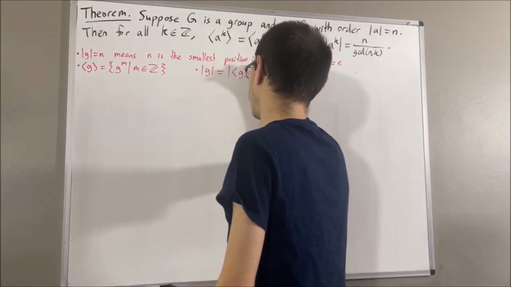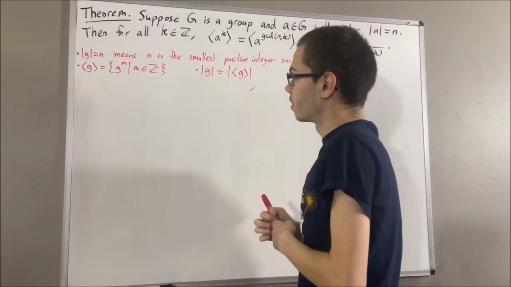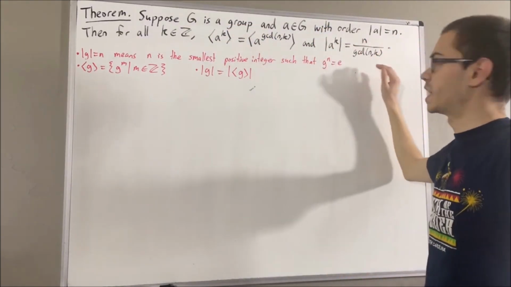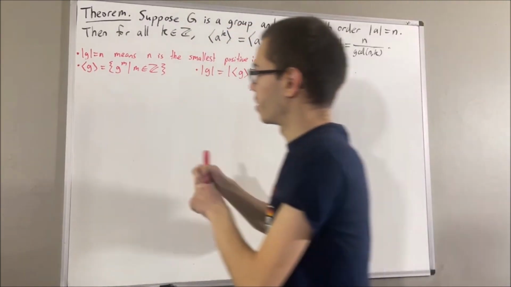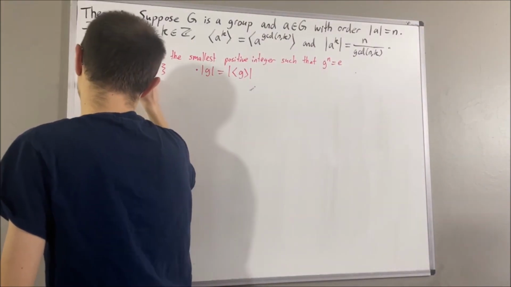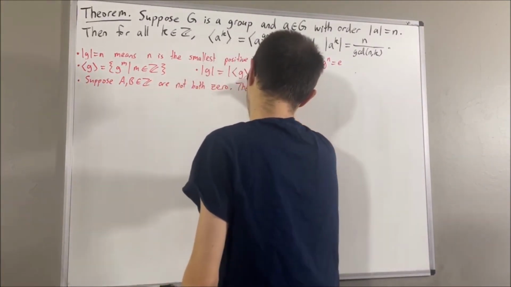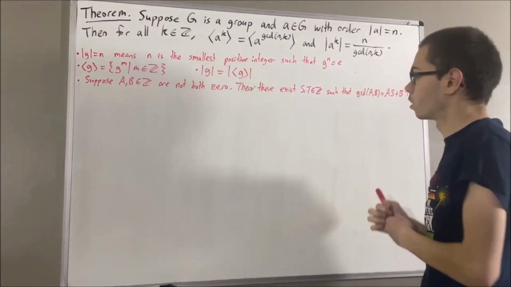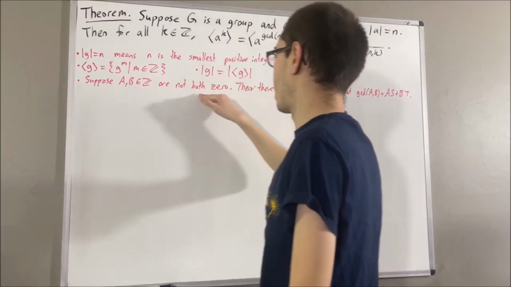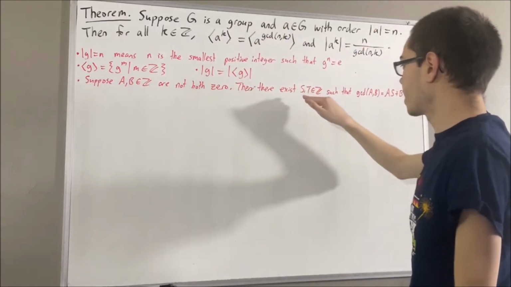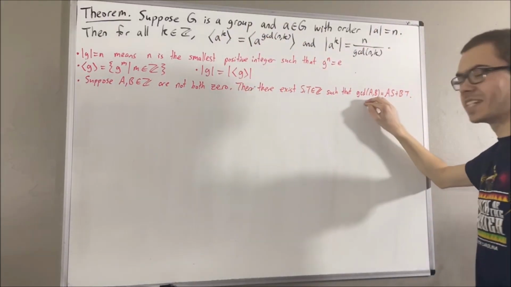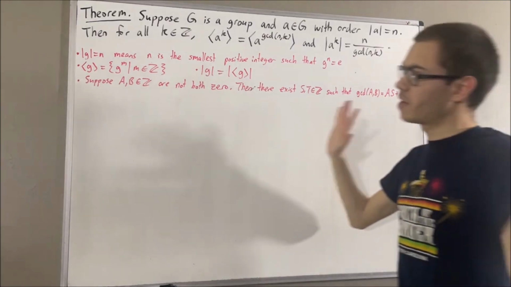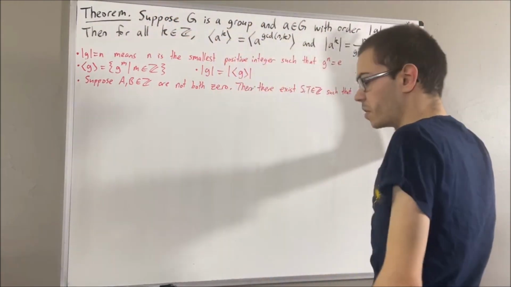And we have proven for any group element g, the order of g is equal to the order of the group generated by g. Now, in proving this theorem, we're going to be using a fact about the GCD, which is as follows. Suppose a and b are integers that are not both 0. Then there exist integers s and t such that the GCD of a and b is equal to as plus bt. Okay, so now let's get into proving this theorem.